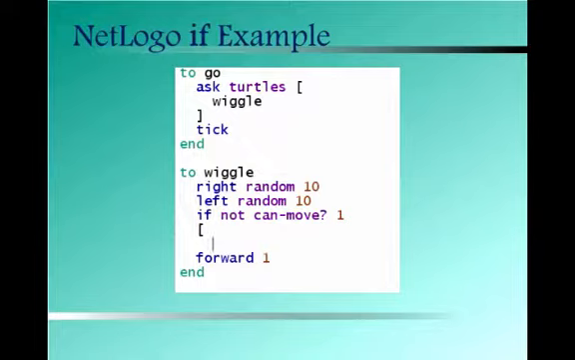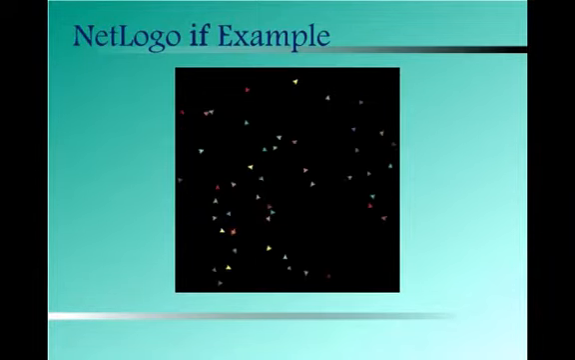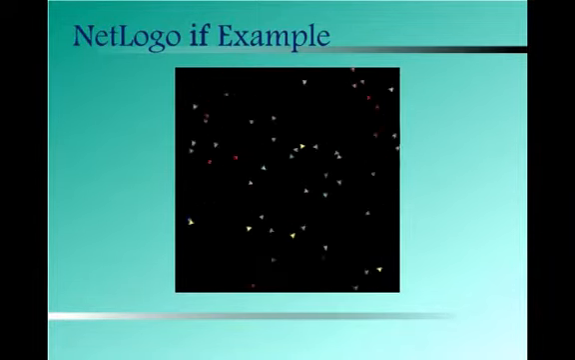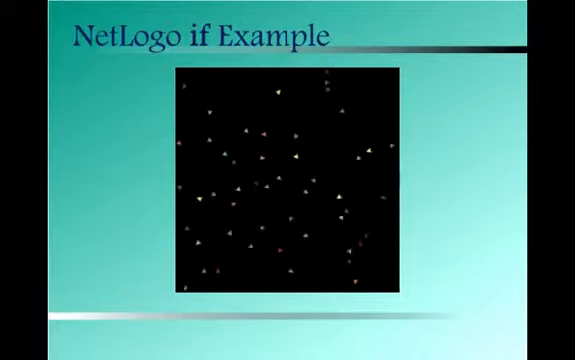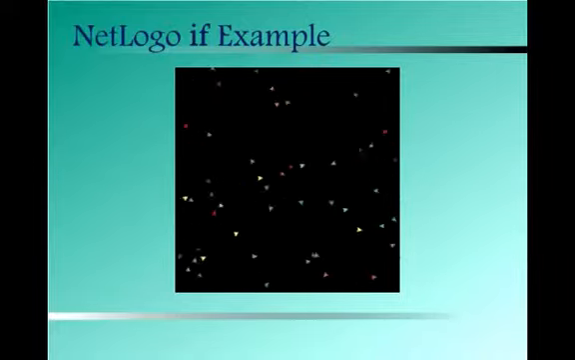Inside the brackets, I need to put the command or commands to be executed if the condition is true. In this case, I want the turtle to turn 180 degrees. It doesn't matter whether it's to the left or the right. Turning 180 degrees in either direction results in the same heading for the turtle. I'll use left this time. After I close my brackets, and assuming I made the change with correct syntax, I'm ready to see the result. When I click the Setup button, and then the Go button, it's clear that the change has the desired effect. The turtles now bounce off the walls rather than being stuck.